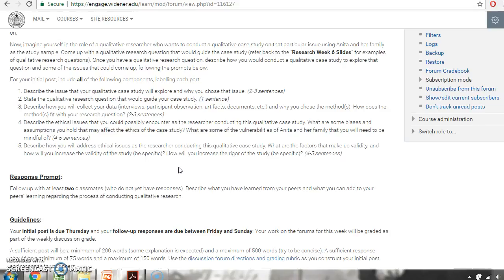And finally, fifth, you're going to describe how you will address ethical issues as the researcher conducting the qualitative case study. What are the factors that make up validity?